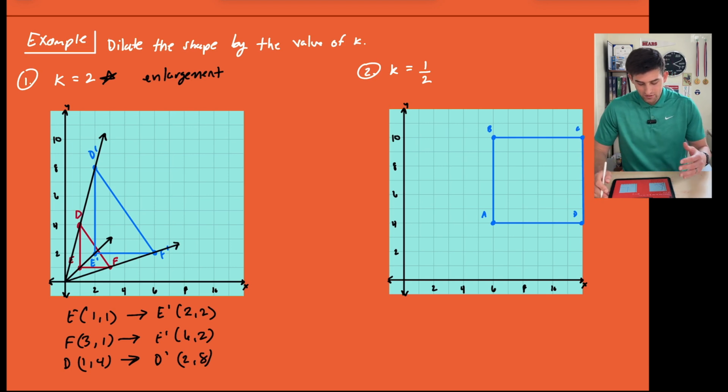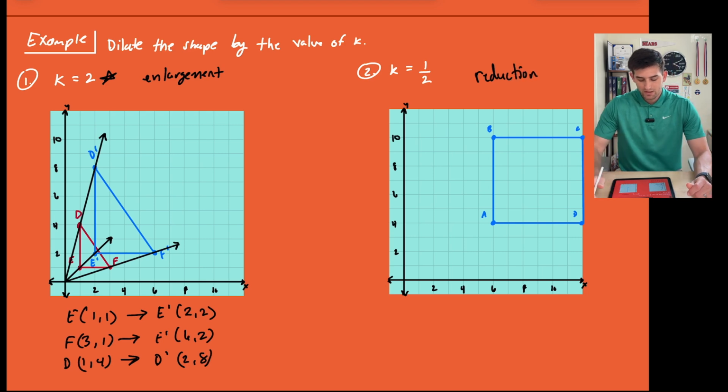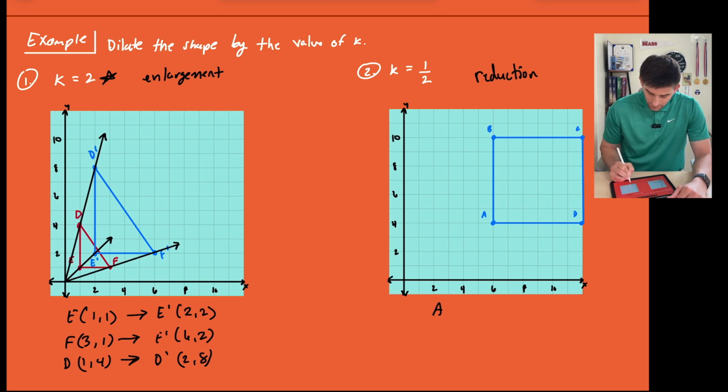Okay. All right, now let's look at a reduction here for number 2, and then we'll wrap up the video. So it says k is 1/2, so I know that's between 0 and 1, so this shape should be getting smaller. And let's write down our vertices. So we have A, we have B, we have C, and we have D. So A looks like is 6, 4, B is 6, 10, C is 12, 10, and D is 12, 4. So let's do the same thing. Let's draw an arrow here, and we're going to do A prime, B prime, C prime, and D prime.